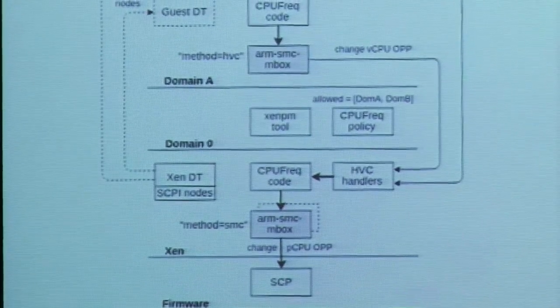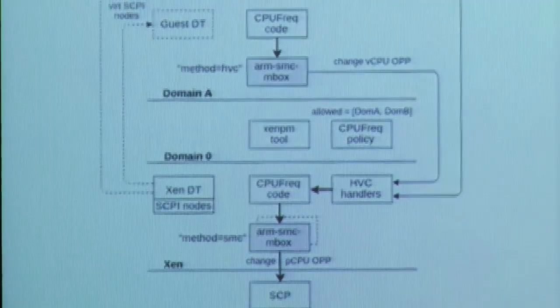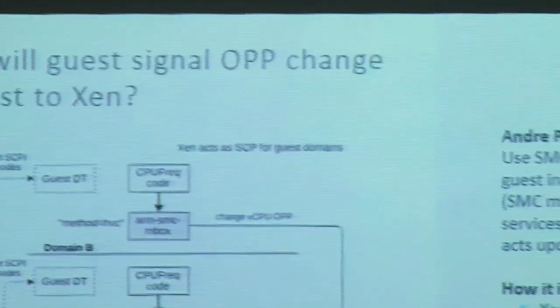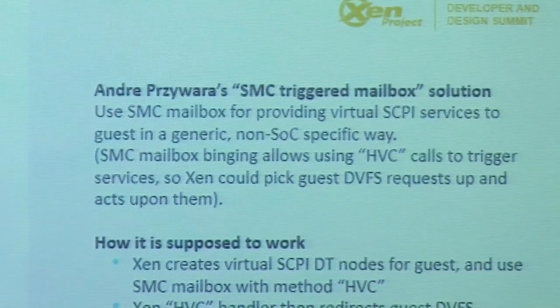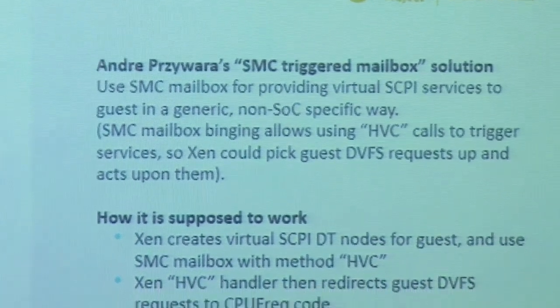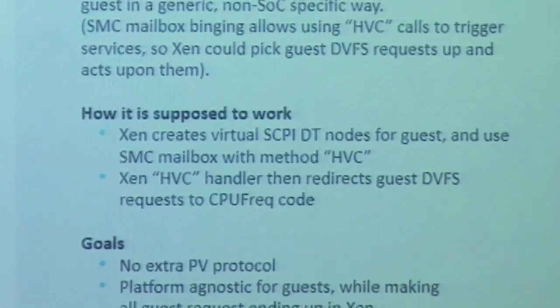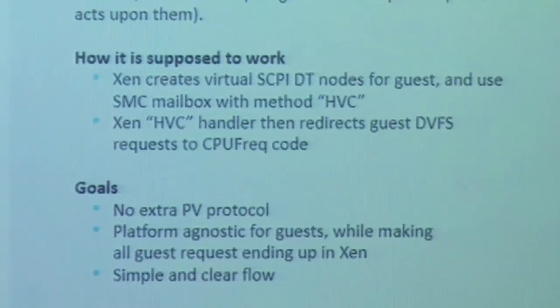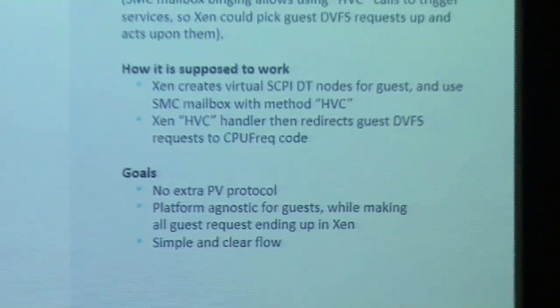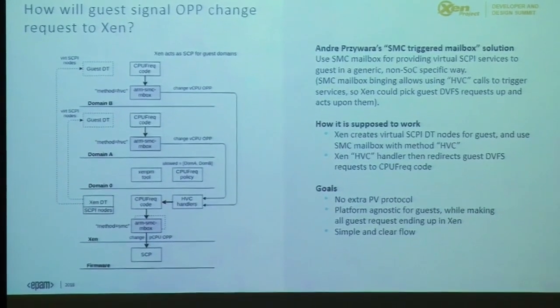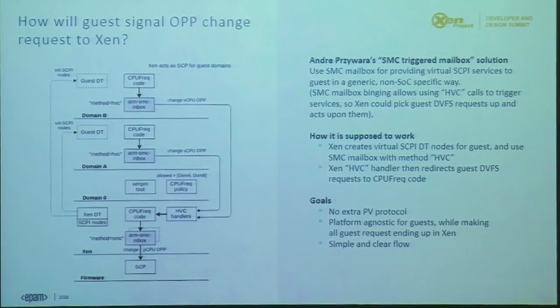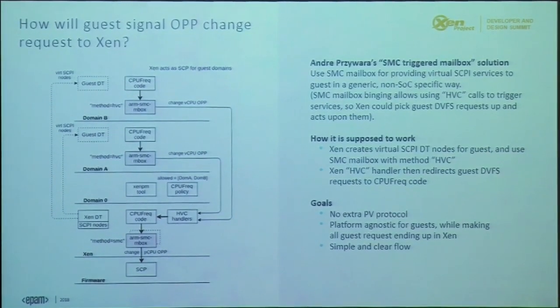Xen creates virtual ACPI DT nodes for guests and uses the SMC mailbox with the HVC method. After that, HVC handlers in Xen redirect this OPP change request to the CPUFreq PoC. This is simple. The goals are obvious: no extra PV protocol, platform agnostic for guests, while making all guest requests end up in Xen. Simple and clear flow.